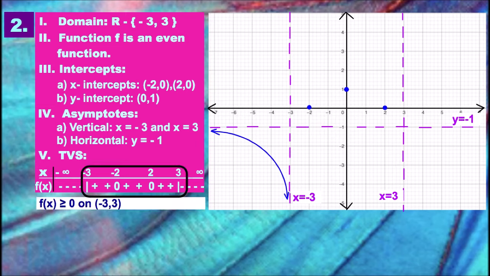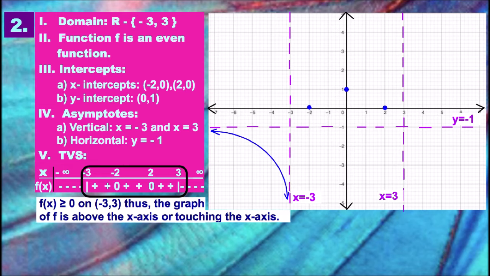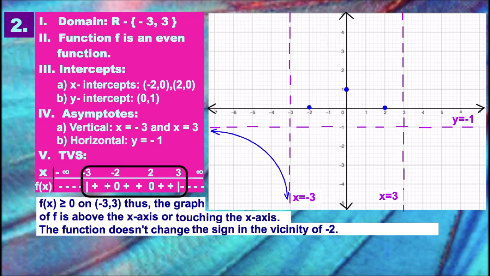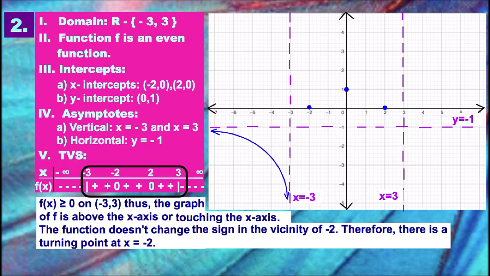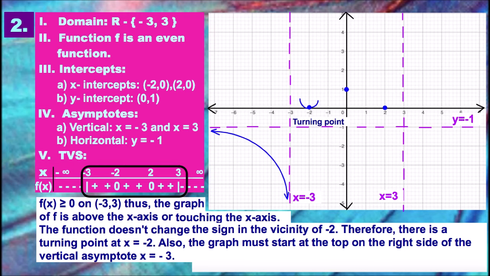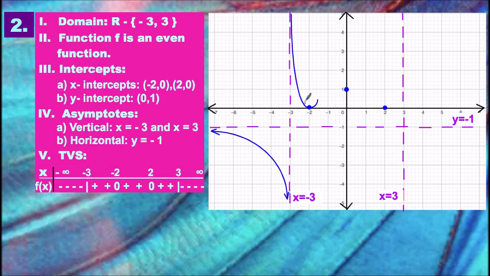f of x is greater or equal to 0 on open interval (-3, 3). Thus, the graph of f is above the x-axis or touching the x-axis. The function doesn't change the sign in the vicinity of -2. Therefore, there is a turning point at x equals -2. We sketch our turning point right here in blue. Also, the graph must start at the top on the right side of the vertical asymptote x equals -3. So we can continue to sketch that turning point all the way to the asymptote.